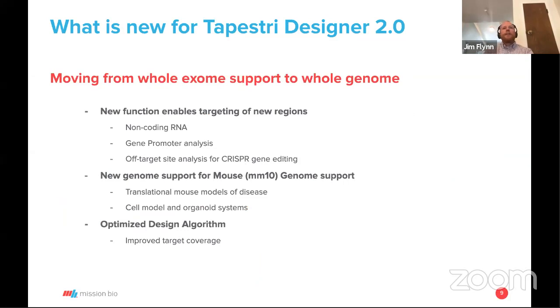So I just want to spend a few minutes talking about Tapestri Designer 2.0 and what's actually happening when we've moved to this upgrade. As I highlighted before, we're moving to whole exomes support. So we previously were only able to cover the exons of genes, and now we're moving to whole genome support. And so what does this actually offer to you, the customer?